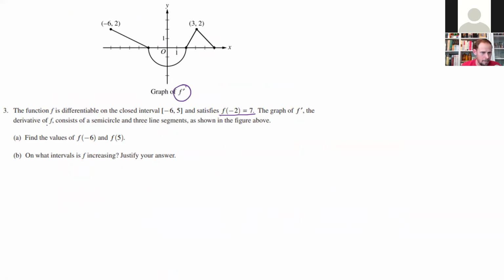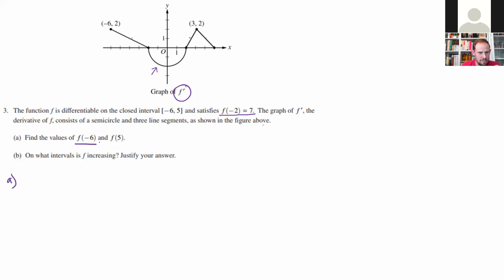The graph of f prime, the derivative, consists of a semicircle, here's our semicircle, and 3 line segments. So line, line, line, as shown in the figure above. Find the values of f of -6 and f of 5.